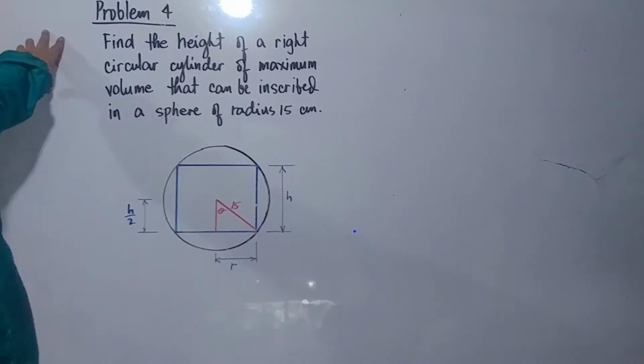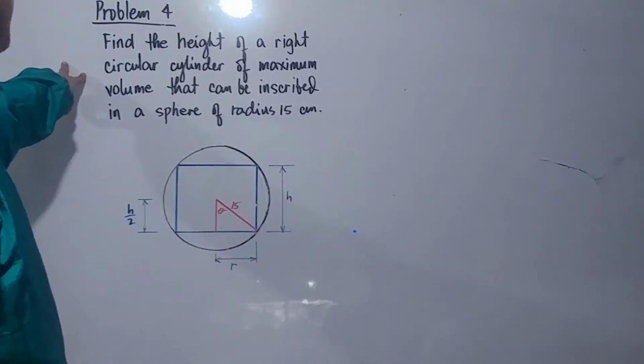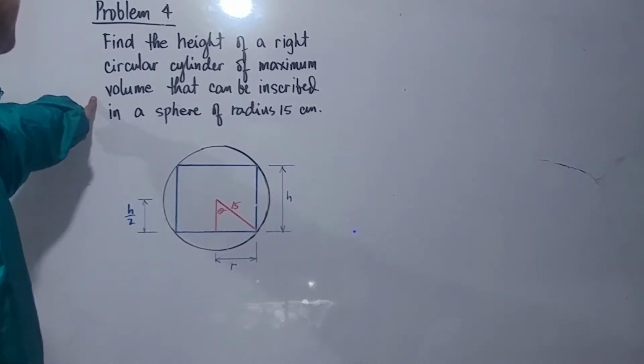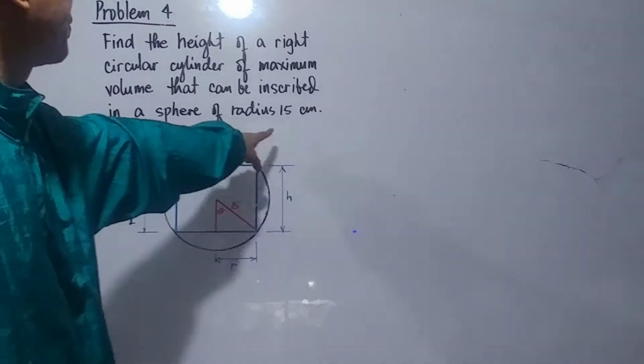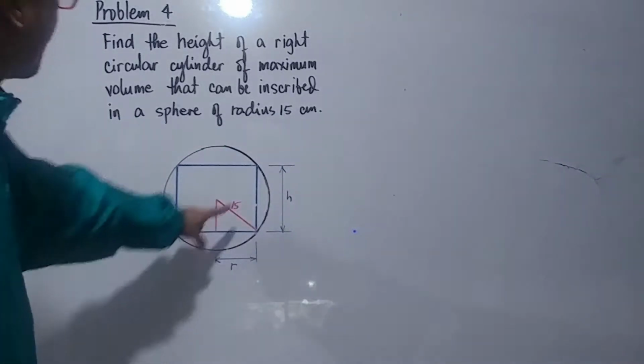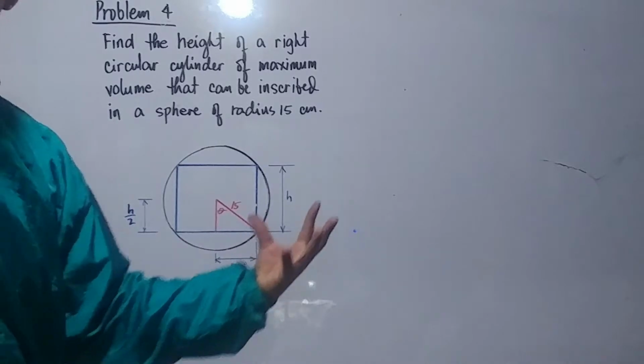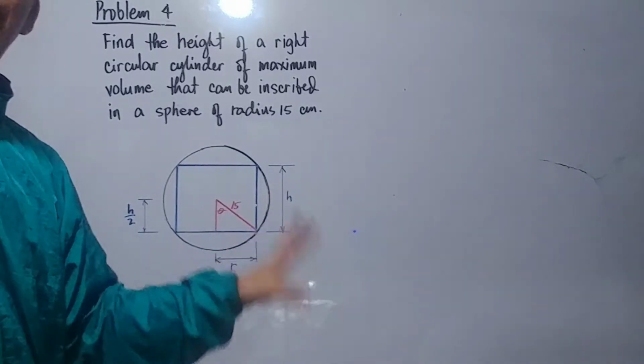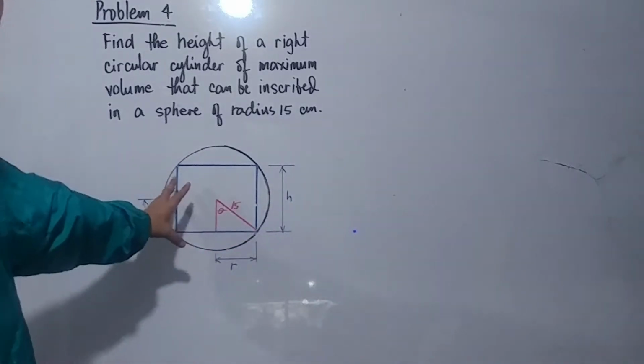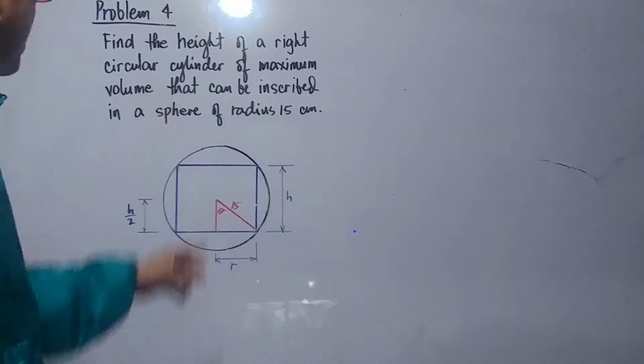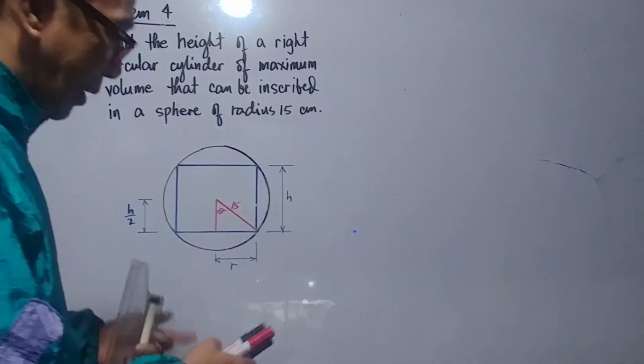For problem number 4, we have: find the height of a right circular cylinder of maximum volume that can be inscribed in a sphere of radius 15 centimeters. As you notice, a sphere is just like a ball, the one used in basketball. Then, you will draw a circular cylinder. This looks like this, guys.